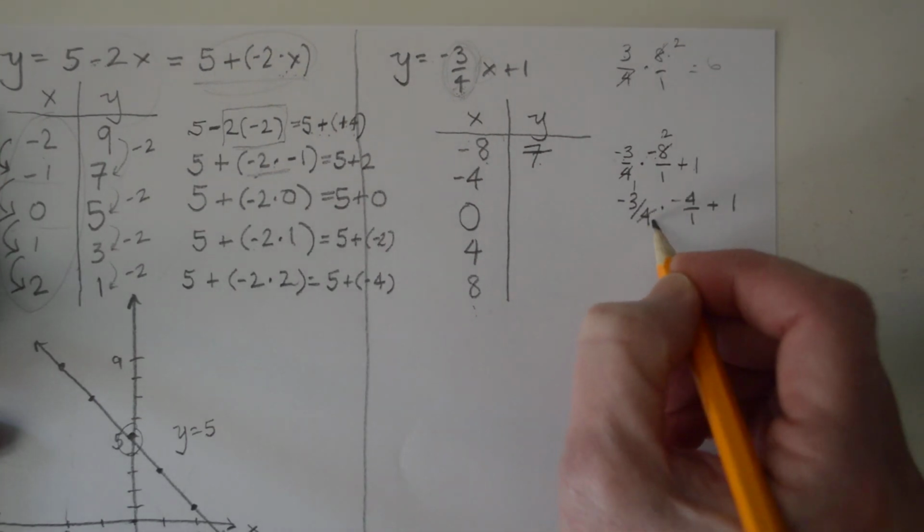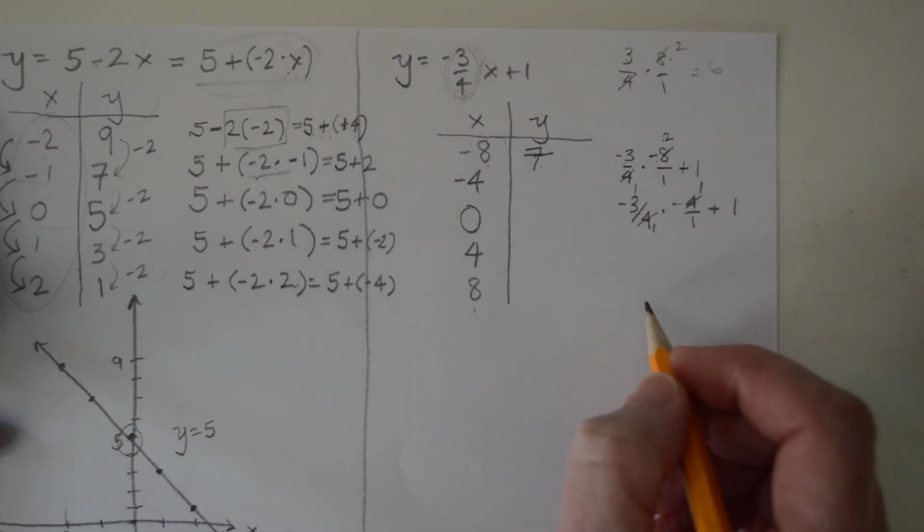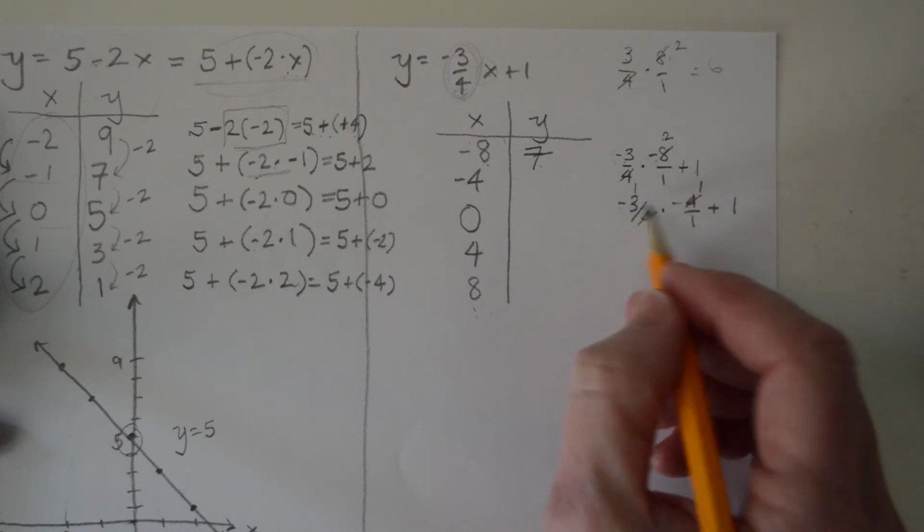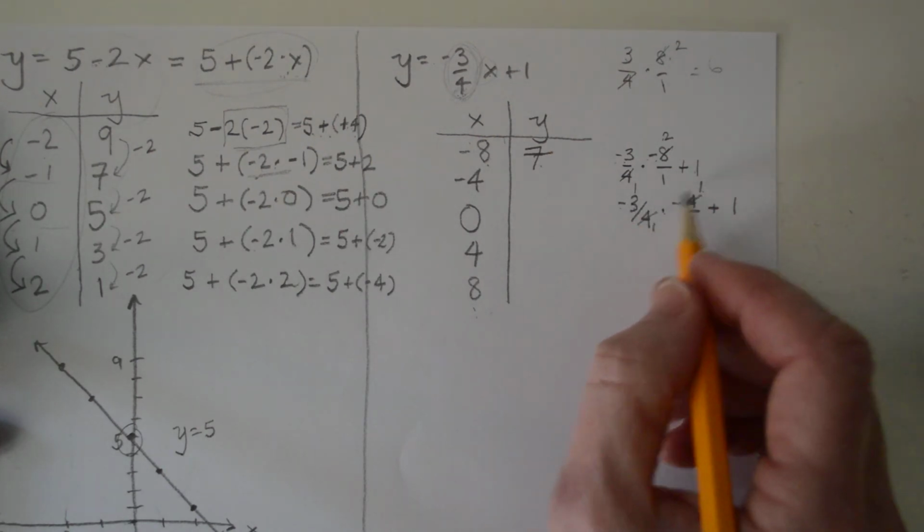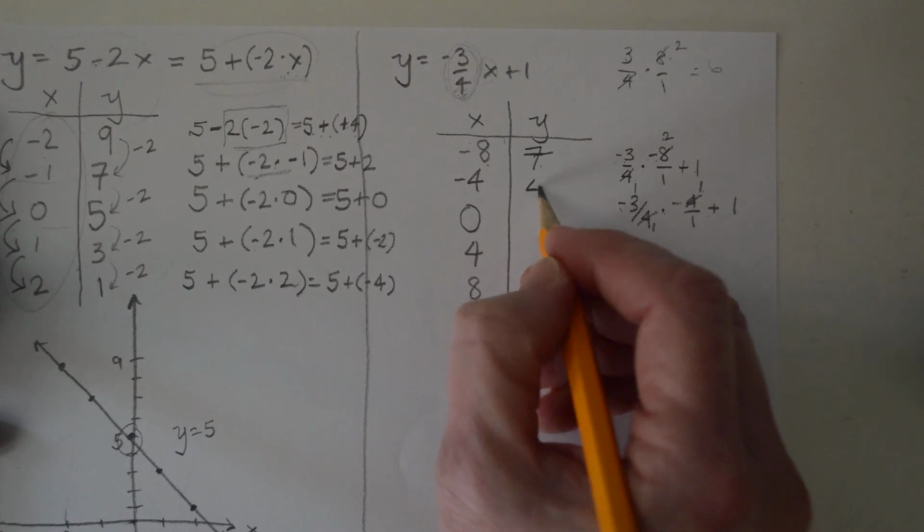All right, next one says -3/4 times -4 over 1 plus 1. This 4 here will cancel out with this, right? So then we're going to have negative 3 times negative 1. That is positive 3 plus 1 is 4.